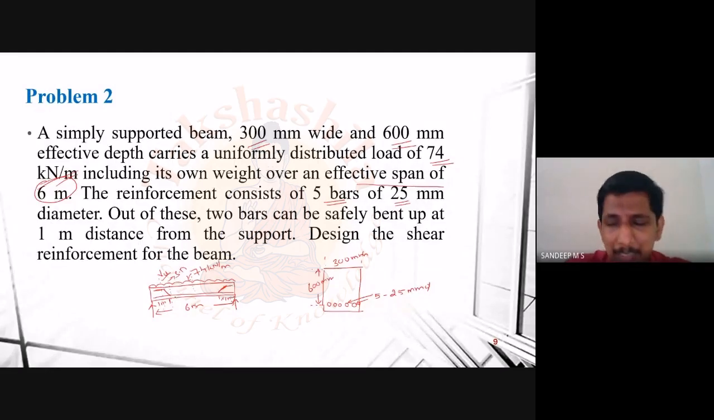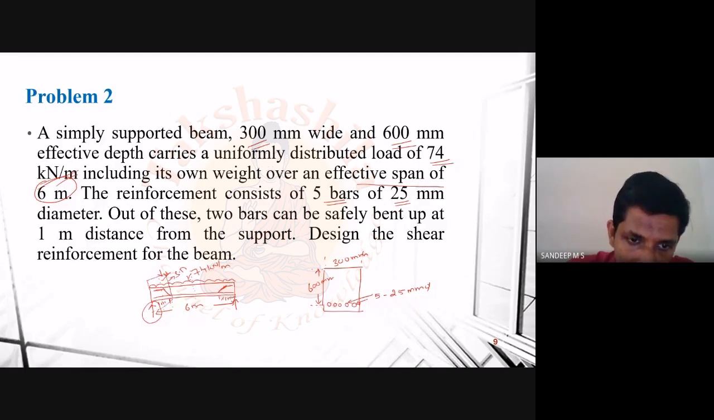And normally when you refer to some textbooks, what will happen is that in problems from your second module, they might not have considered the critical section. Instead, what they might have done is that they might have taken the support reaction, that is the most critical value of shear force, and performed the design for this much part.